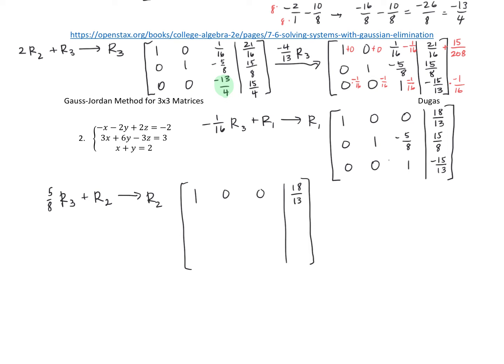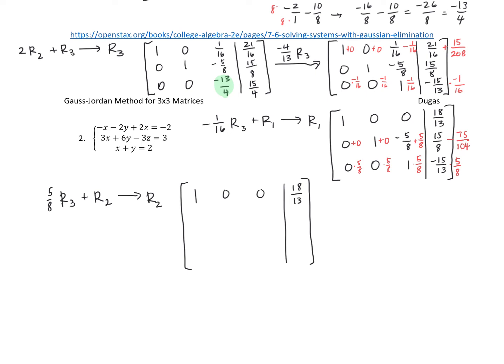So 5/8 times row 3. So I'm going to multiply each element of row 3 by 5/8. And then whatever I find for that product, I'm going to add that to row 2. So this will be plus 0, plus 0, plus 5/8. And then let's see what this is. 15 times 5 is 75. So that'll be minus 75 over 13 times 8 is 104.